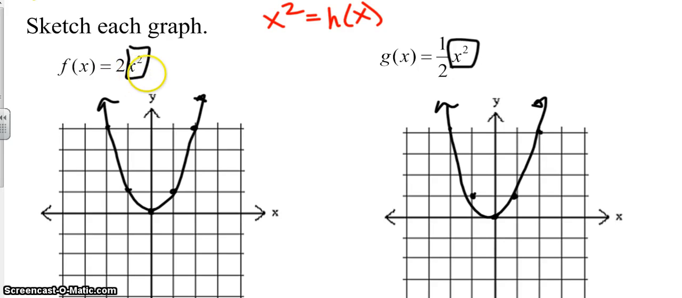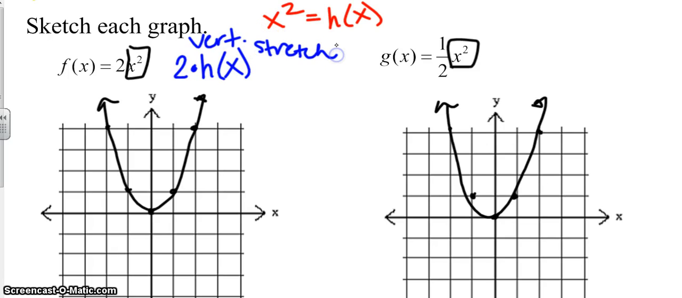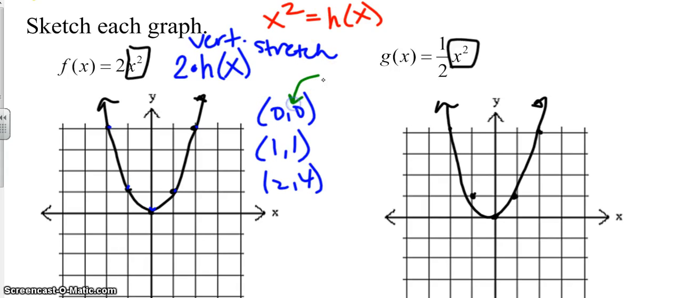So in this first one, if I replace x squared with h of x, really I have 2 h of x, which means that I'm multiplying by c on the outside, so this is going to be a vertical change. Because it's a number greater than 1, it's going to be a vertical stretch of 2, which means I take all of my y values for each one of these points, and I'm going to multiply by 2.